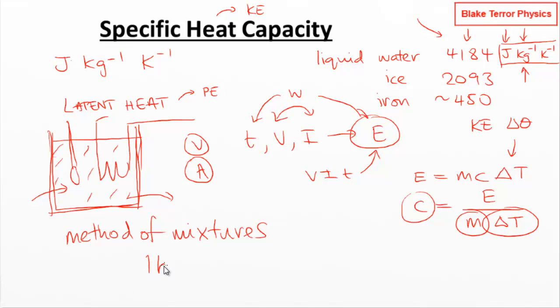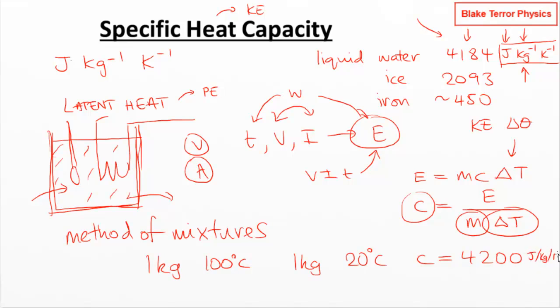So let's say we've got 1 kilogram of metal at 100 degrees C, and you put that into 1 kilogram of water at 20 degrees C. And say we already knew that our specific heat capacity of water was, well, let's just round it to 4200 joules per kilogram per Kelvin.